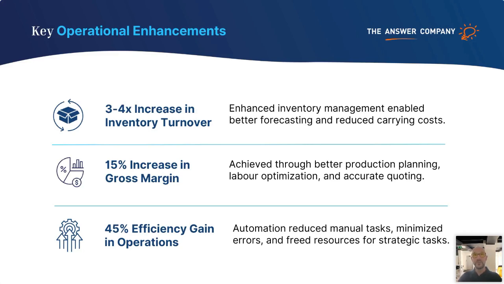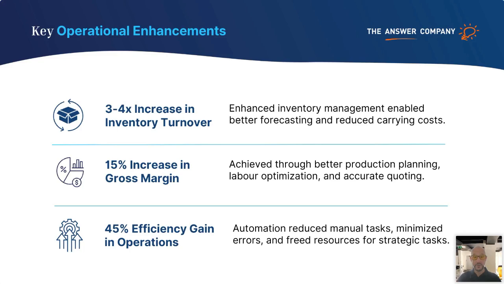Increase in inventory turnover. Acumatica uses real-time data to forecast needs more accurately, optimize inventory levels, and reduce carrying costs. This not only freed up working capital, but also ensured that companies had the right inventory at the right time to meet customer demands.